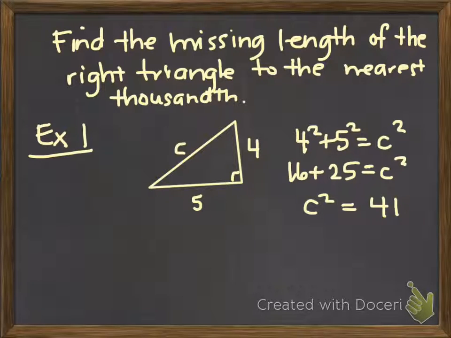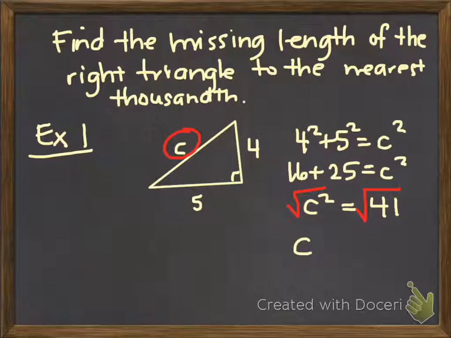To undo squaring, remember we want c. Right now we have c squared. So to undo squaring, you take the square root of both sides. This is like when you're multiplying: to undo multiplication, you divide. If you're adding, to undo adding, you subtract. So to undo squaring, you take the square root.